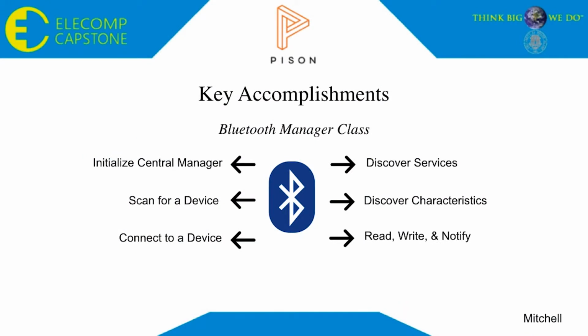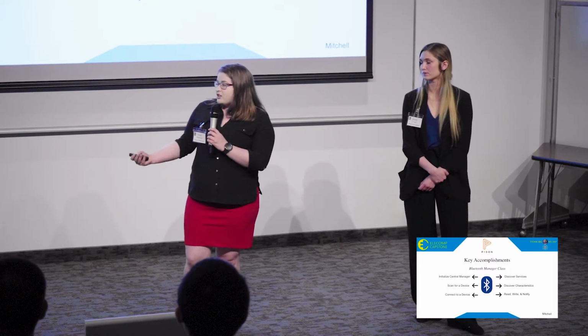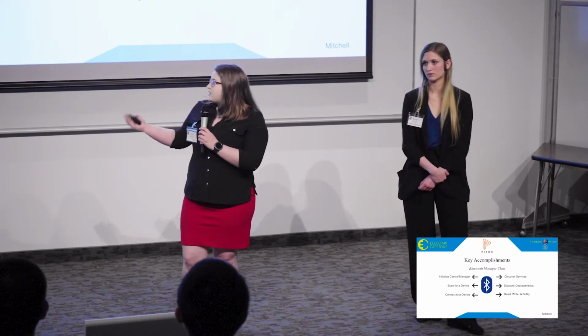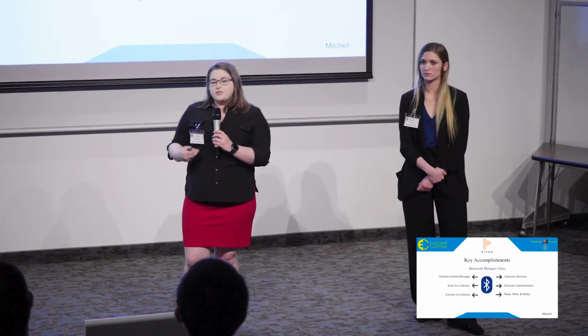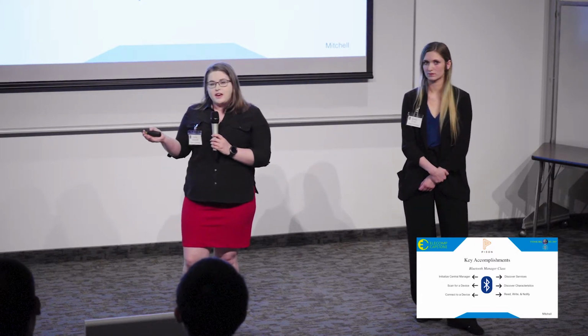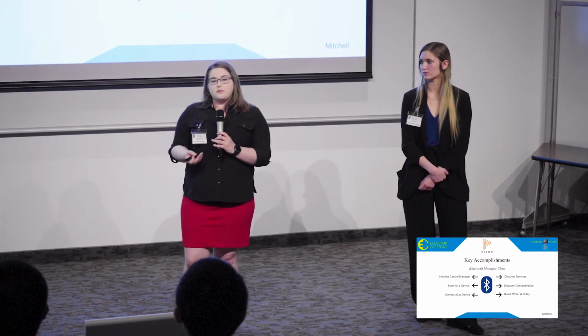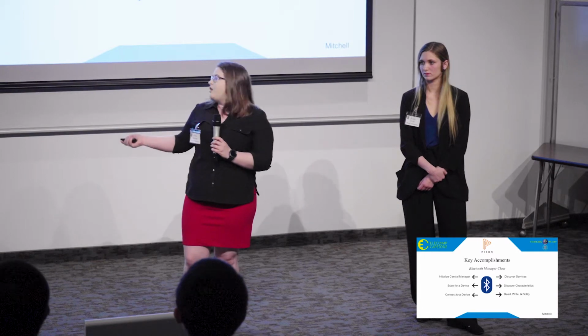So our Bluetooth manager class had a few core functions that gave it the Bluetooth access. It was able to initialize a central manager, scan for a device, connect to a device, discover services and characteristics, as well as read from a characteristic, write to a characteristic, and notify if the characteristic value changes. And essentially, services and characteristics just deal with passing data to the peripheral.